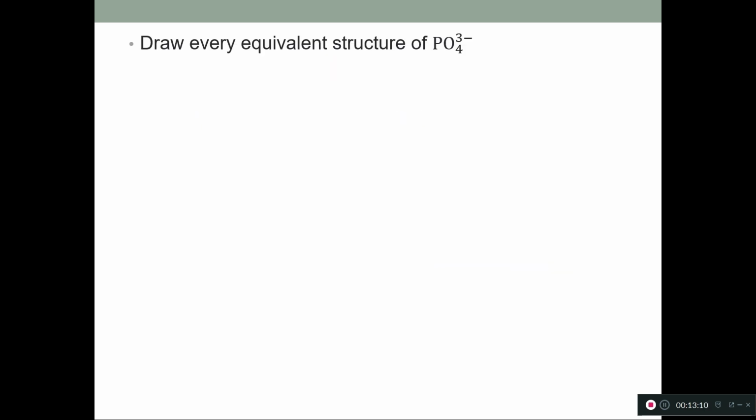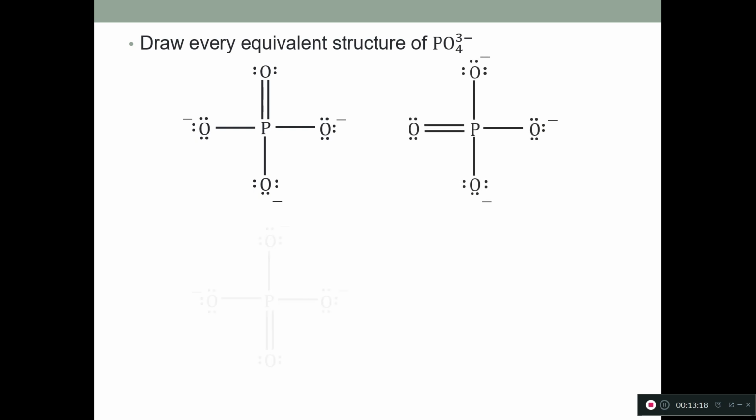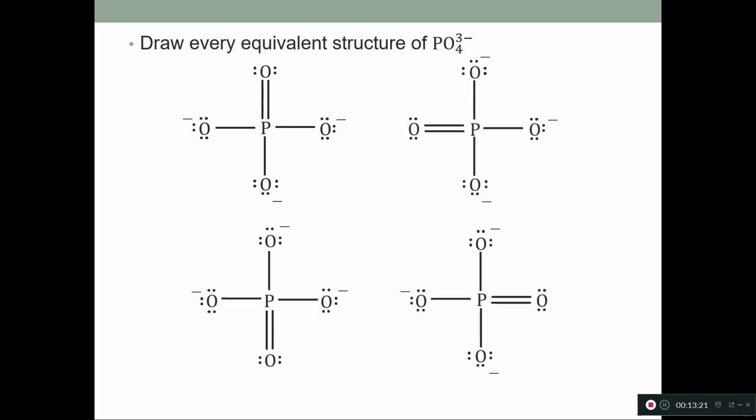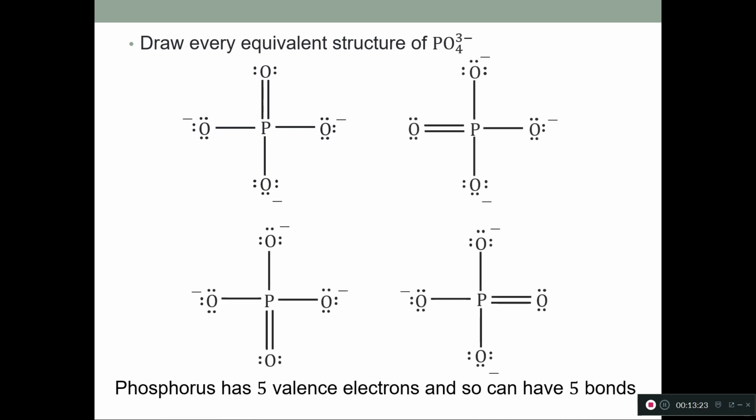But then when we want to draw every equivalent structure for phosphate, again, we will end up with multiple of these, so this will be one of them, this will be one of them, this will be one of them, and this will be one of them. And phosphorus has 5 valence electrons, and so it can have up to 5 bonds.